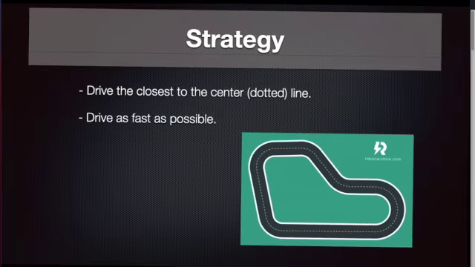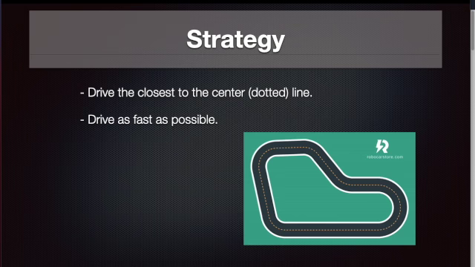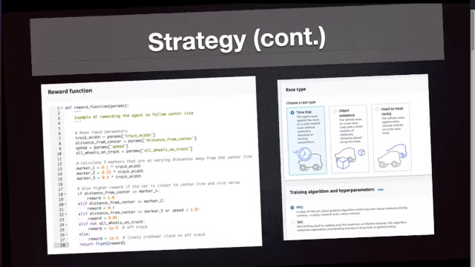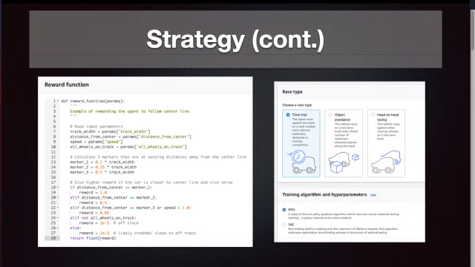This is the track we are using, and my strategy is to drive closest to the center, and then drive as fast as possible when it's possible. So the reward function checks the middle line, and also at line 22 you can see that I also check the speed. We were using time trial for this one, and PPO.